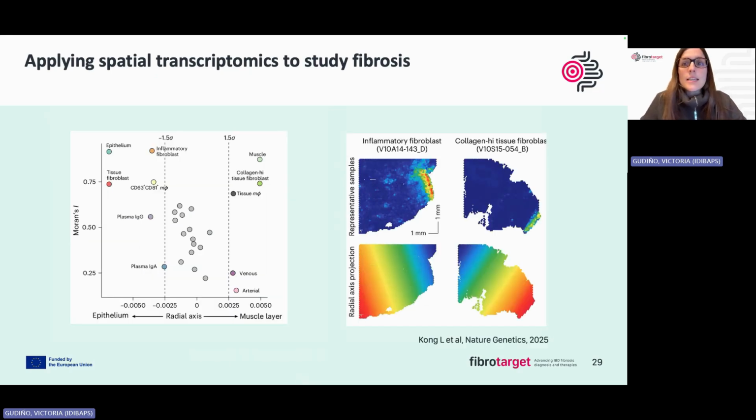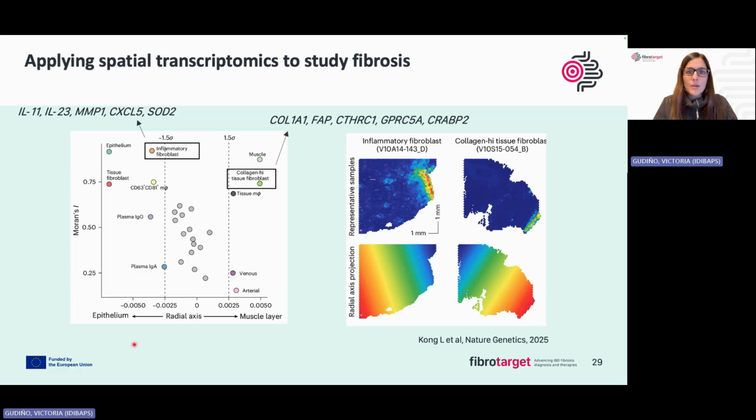Apart from that, they also identified two types of fibroblasts that interestingly seem to have antagonistic locations in the tissue. On one side, the so-called inflammatory fibroblasts, which are located closer to the epithelium, and they seem to associate with ulcerated areas. And then the other type of fibroblasts are the ones that they annotated as collagen-high tissue fibroblasts, which seem to be located at the deeper layers of the mucosa. Interestingly, these latter, the collagen-high, express FAB, which altogether is in line with the findings that we just saw from single-cell studies.